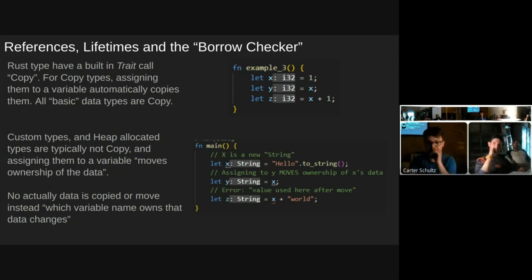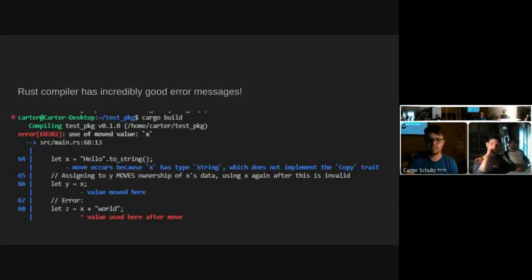So you have to deal with ownership carefully as soon as you start dealing with it. Right here, I don't actually care about owning x. When I'm saying z equals x plus world here, I don't actually want to take ownership of x. What I want is to use the data that x points at. This is where we get into references.